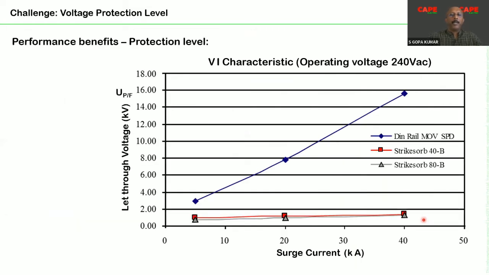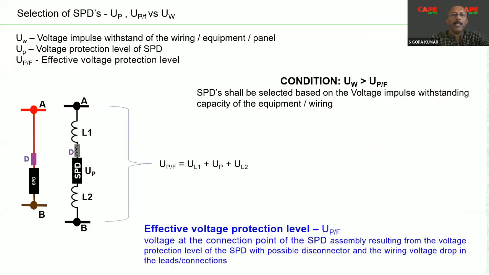Now, in a circuit, if you have an SPD with long connecting wires and with a fuse, we are putting more stress on our equipment. In the previous slide, I showed you the effective voltage protection level. Effective voltage protection level means the actual voltage which is going into your equipment. Let me show that picture again. Here, the effective protection means the actual voltage between point A and point B.